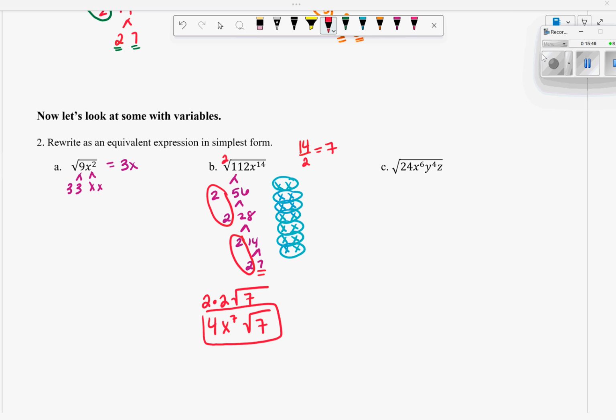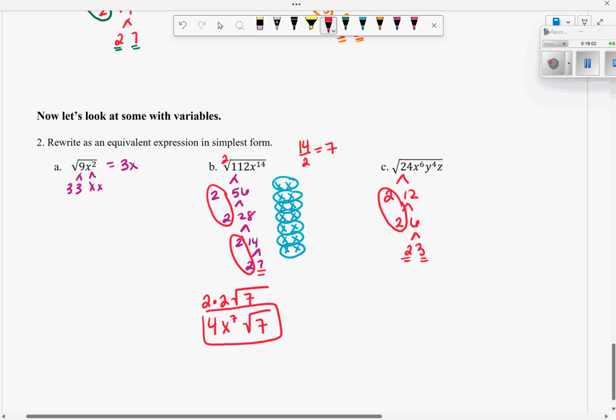All right, so then for the next one, 24. 24 breaks down into 2 and 12, then 2 and 6, and 2 and 3. So this makes a group, and these don't. And then let's look at the x's. Instead of writing them out, if we have x to the 6th power, we're trying to think how many times does 2 go into that 6? Well, it goes 3 times, so that means x cubed. Because really this is 1, 2, 3, 4, 5, 6, so we would have 3 groups.